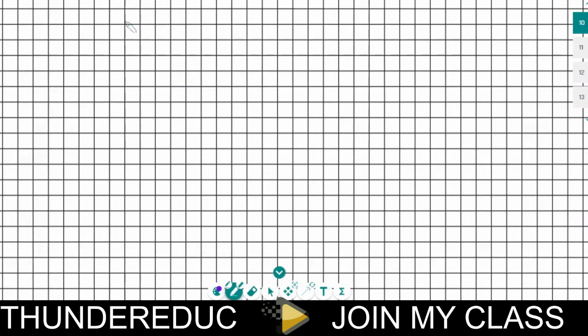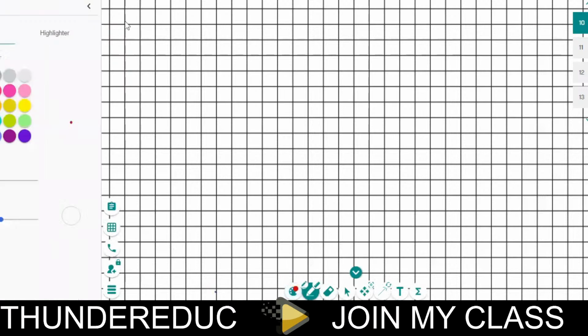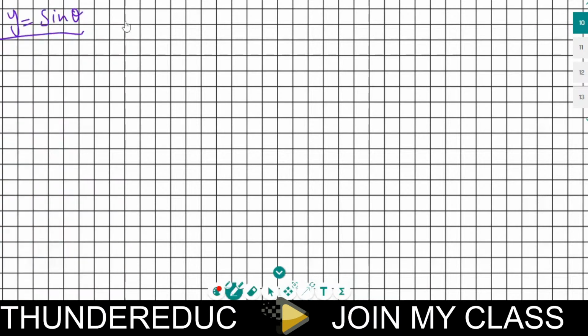A mother graph is a type of graph whereby the amplitude is 1 and the period is 360. It's more like the original basic graph or the primary graph. So if we have the sine of theta, and this is what we need to sketch, a number of methods can be used. Some people prefer using the table method. Some people prefer using the calculator directly. It doesn't matter, for as long as you have the correct graph.